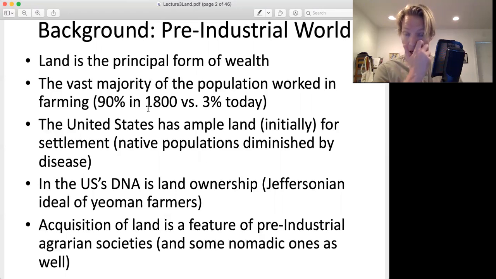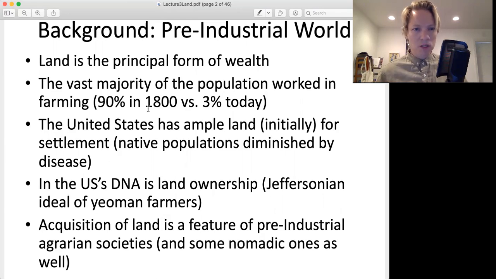They farm the land. Now, the US has ample land initially, at least in the north. The existing population is either sparse when they get there or diminished by disease. We don't exactly know. A lot of these indigenous populations in the Americas, we're not sure of the extent of them prior to European contact because of the disease. We know that the diseases were devastating. We just don't know the extent of the devastation.